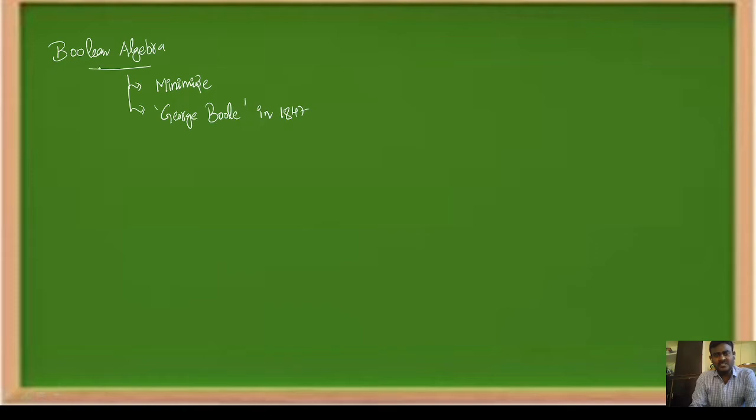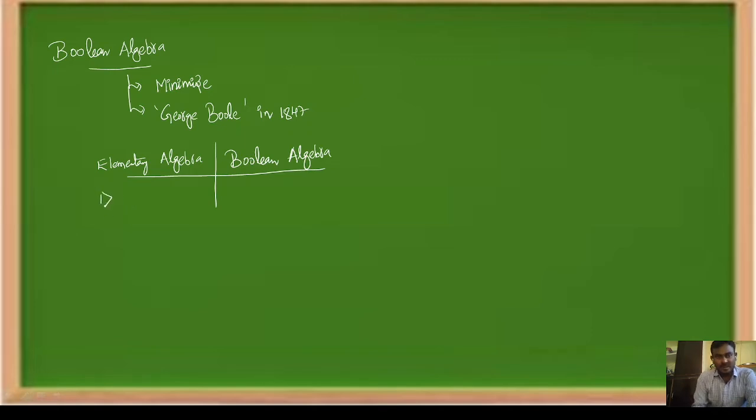Now, what is different in this Boolean algebra? What difference does it have compared to elementary algebra? Let me draw a small tabular column which gives us the difference between elementary algebra, which we have studied since our childhood, and Boolean algebra, which we are studying right now. There is a small difference between the two.